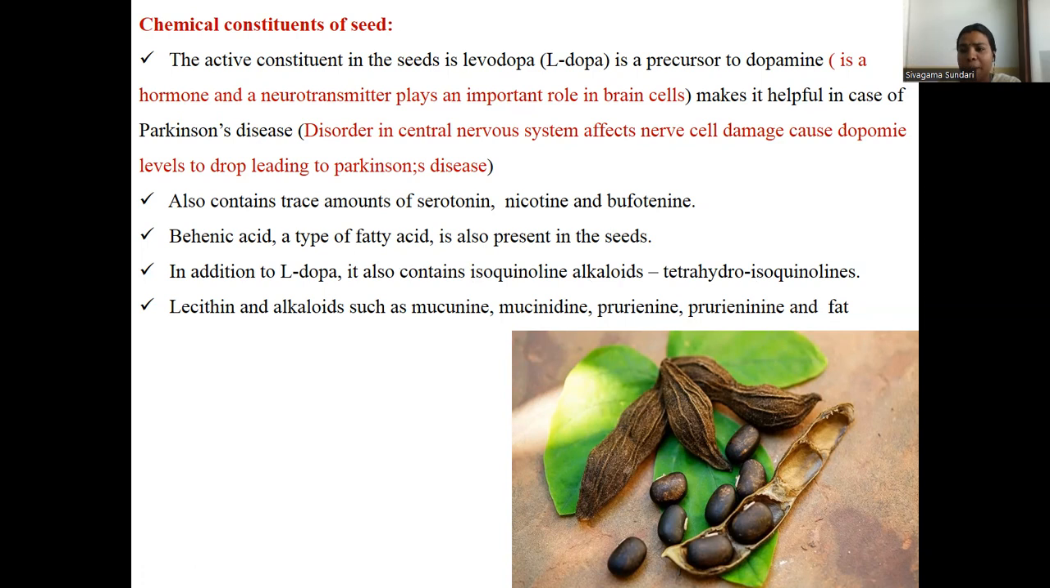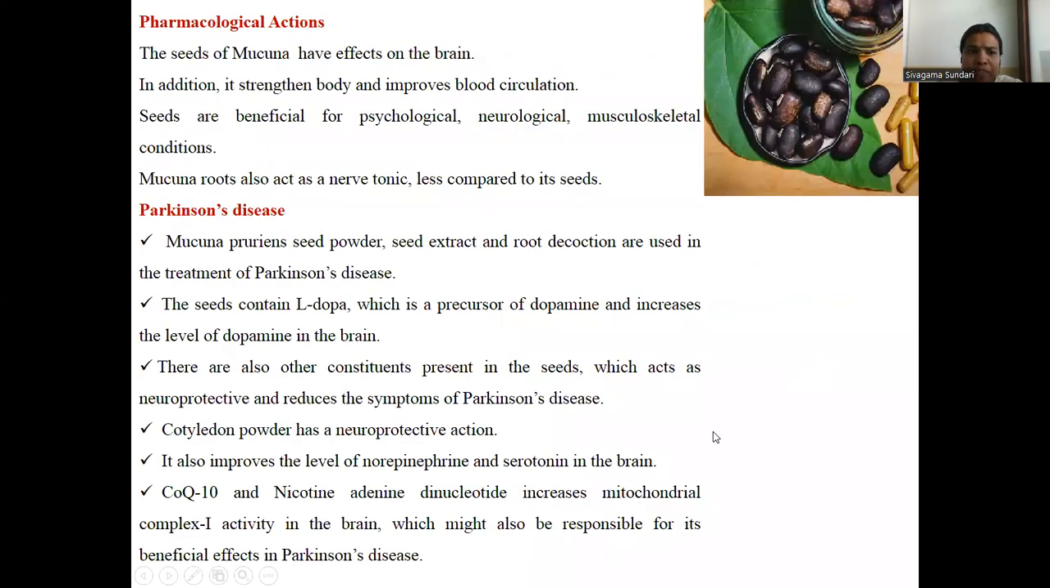If any disorder happens because of a drop in dopamine, it slowly causes nerve cell damage, so we cannot function normally. That results in Parkinson disease. To bring the dopamine level up, the patients are given supplements of this L-dopa. So the pharmacological action is mainly to improve the central nervous system, to keep the optimum level of dopamine. So psychological, neurological, and musculoskeletal conditions are also kept normal.